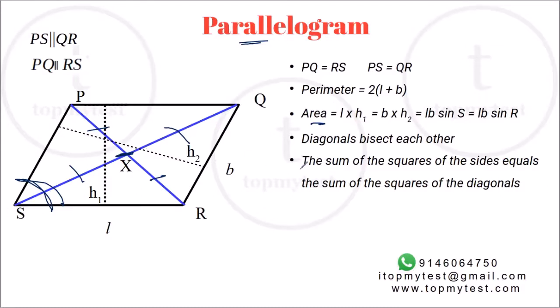Also, there is another theorem. Sum of the squares of the sides equals the sum of the squares of the diagonals. So PQ square plus QR square plus SR square plus PS square will be equal to PR square plus QS square. Again, the proof is available in most texts if you want to try it out. Let's use these basic properties of quadrilaterals, cyclic quadrilaterals, trapezium, and parallelogram to solve a few questions which came up in past CAT and XAT examinations.